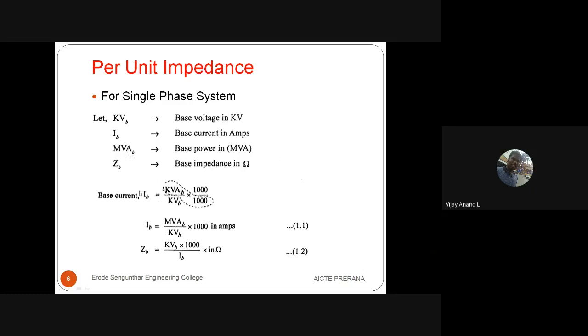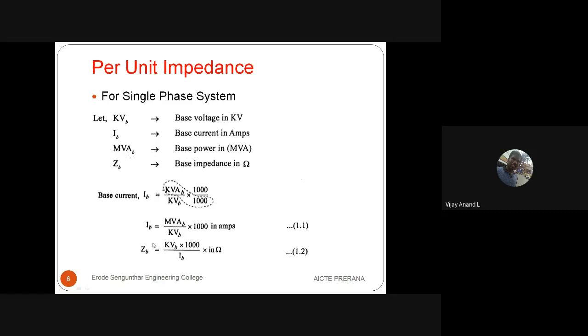So we have to calculate the base current. Current is power divided by voltage. From this formula, we substitute I_B is equal to kVA base divided by kV_B. We multiply by 1000 in the numerator as well as in the denominator, so the power becomes MVA divided by kV_B. So the base current is MVA divided by kV_B, that is, power in megavolt-ampere divided by voltage in kilovolt. This is taken as equation number 1.